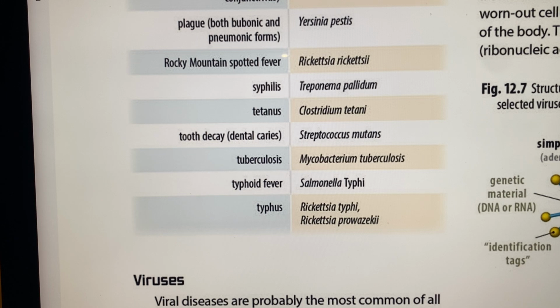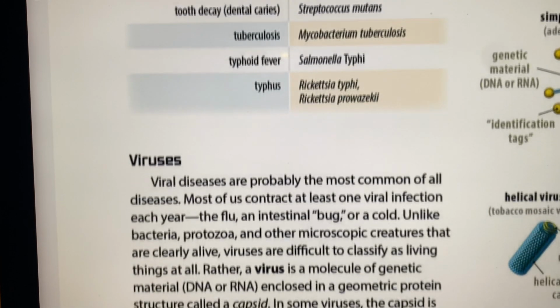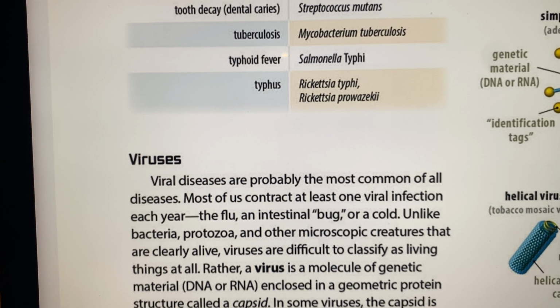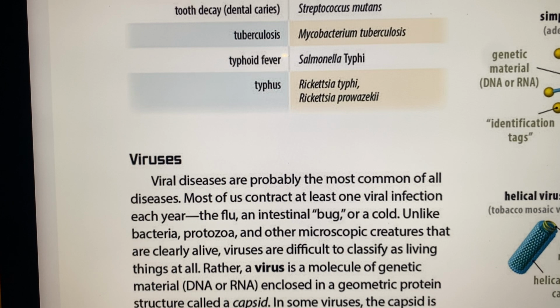So there's a lot of bacteria, but now there's something else. Viruses are the most common of all, even more common than bacteria. So let's talk about viruses. Viruses are like the flu bug, intestinal bug, cold, and as you see, they're very difficult to classify as a living thing at all. And they're very difficult to control, as with a cold. You usually get them. They're hard to develop any cure for some of them. Viruses are more of just a molecule.